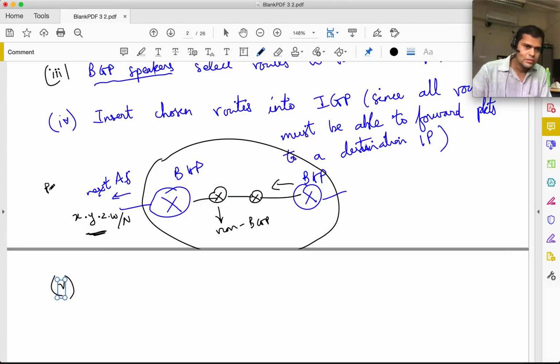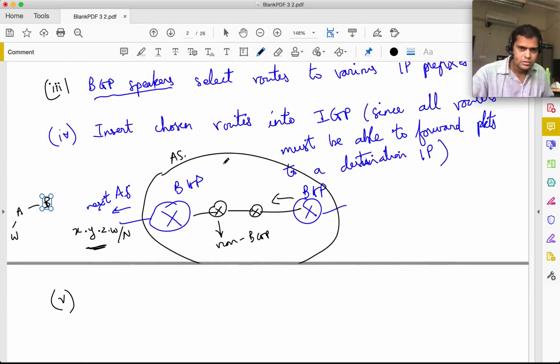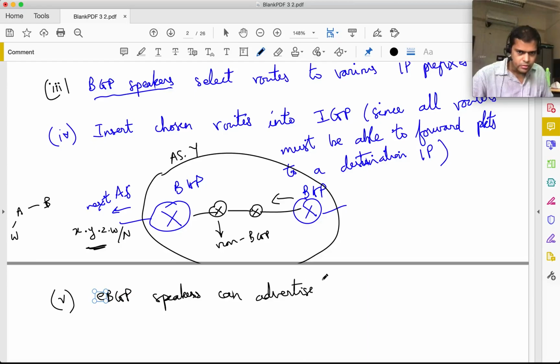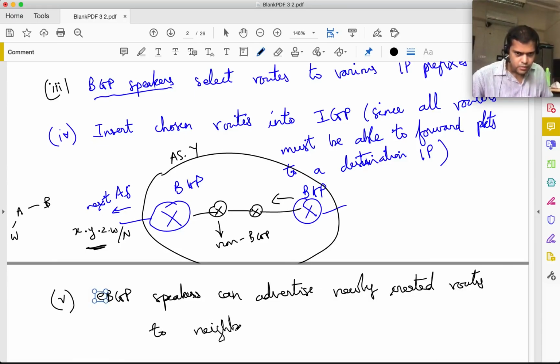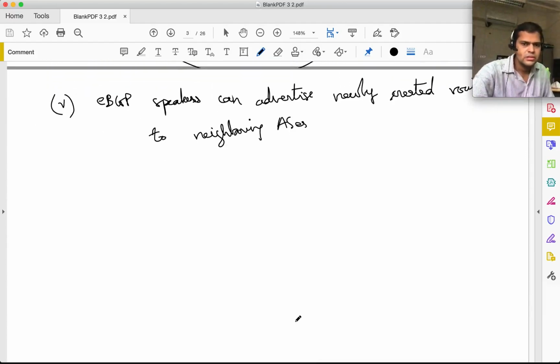Okay, so after this step, you can advertise a particular path. Suppose this is going through B to A to W. You can make an advertisement to some other autonomous system, let's say autonomous system Y, that I have this path all the way to this particular IP prefix. So EBGP speakers can advertise newly created routes to neighboring autonomous systems. Okay, so these are the steps to be followed.